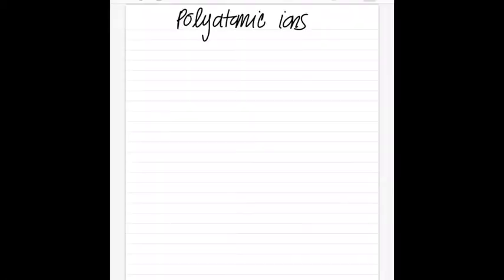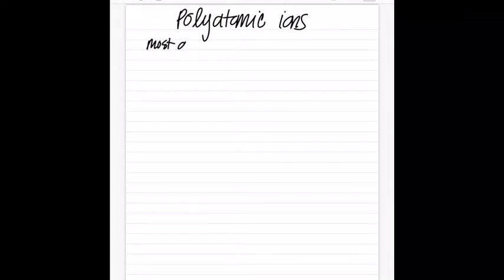Now, most of the time, these are going to be anions. Most have a negative charge, and then few are positive. Okay. So I'm going to give you a couple of examples.